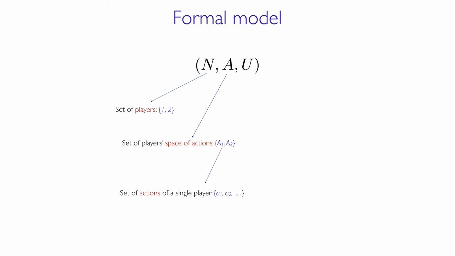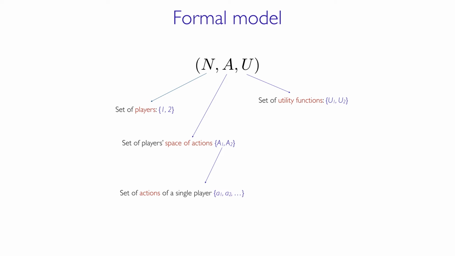Now we are ready to provide a formal model. A normal form game is a tuple (N, A, U), where N is, as usual, the set of players. A is the set of players' spaces of actions, where A1 is the space of actions of player 1, and A2 is the space of actions of player 2. Each space of actions is a set, finite or not, of actions of a player.